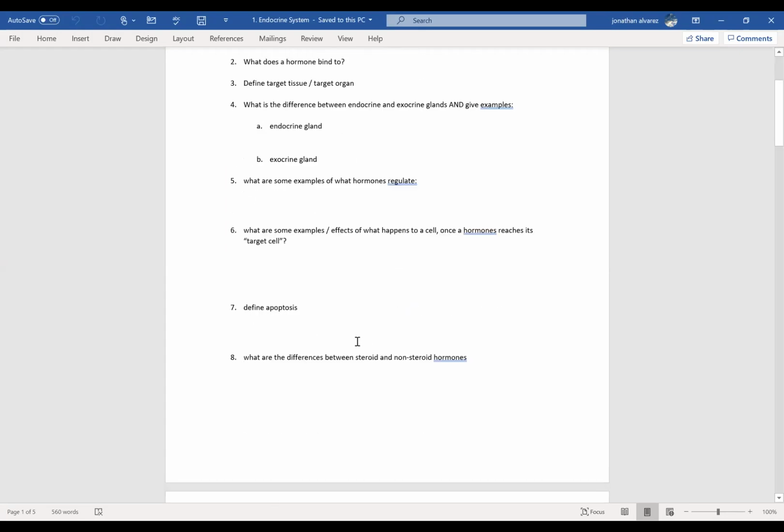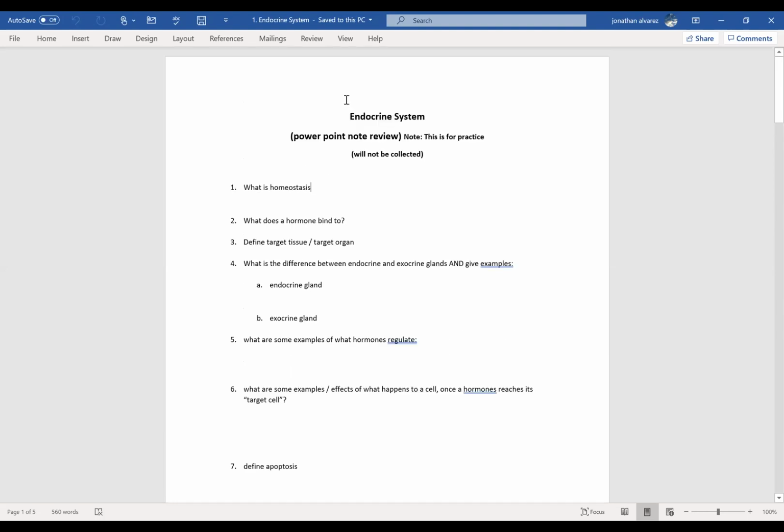So we're going to do that with the endocrine, with the blood, and cardio. Also, if you have any questions, feel free to say something. All right.